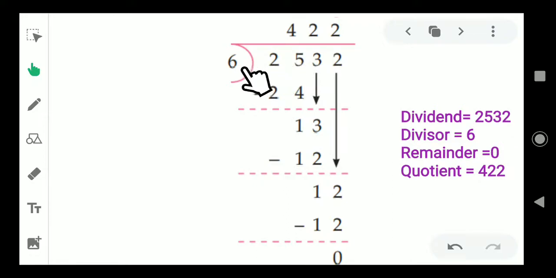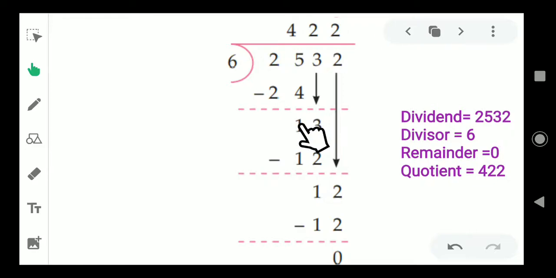For seeing that, we should know the multiplication table of 6. 1 6 is 6, 2 6 12, 3 6 18 and 4 6 is 24. The number just below 25 that we should select is 24. 4 into 6, 24. After that we should subtract. 5 minus 4 is 1. 2 minus 2, 0. Even if you write here 0, no problem.